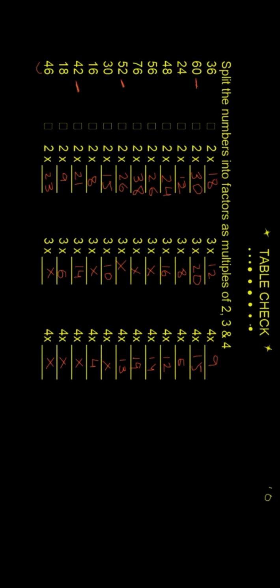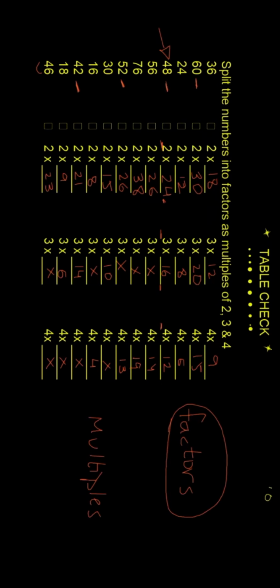One thing I want to highlight is the concept of factors. Maybe you know of this already. I'm sure you know of them already, just reviewing. We're looking into factors, and we're looking into multiples. If I look at, for example, 48, then I would say 2, 24, 3, 16, 4, 12 are factors of 48, because 48 can be broken down into smaller numbers, smaller factors.